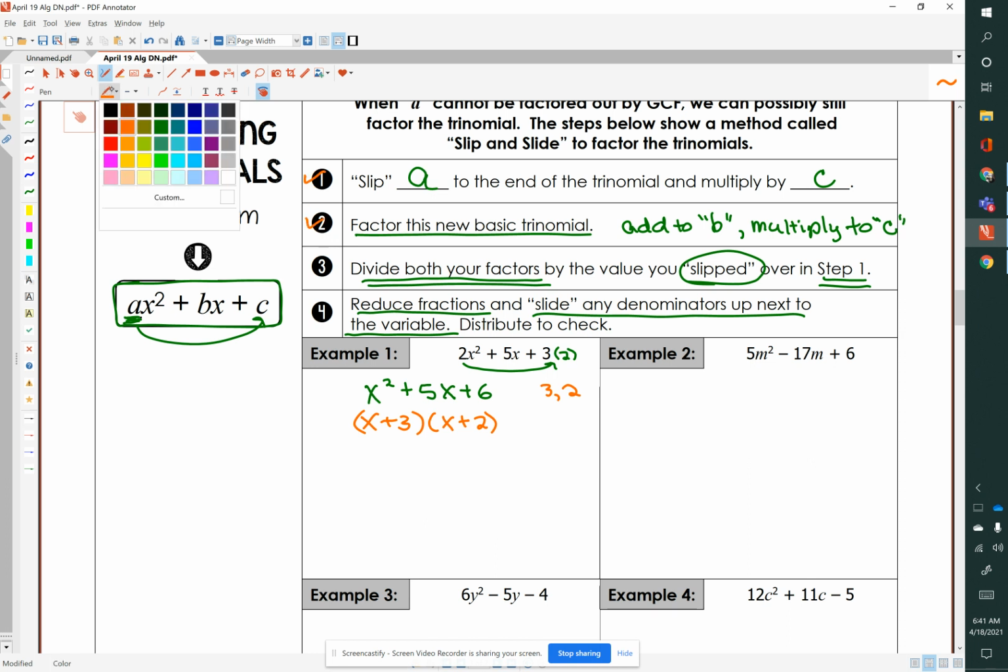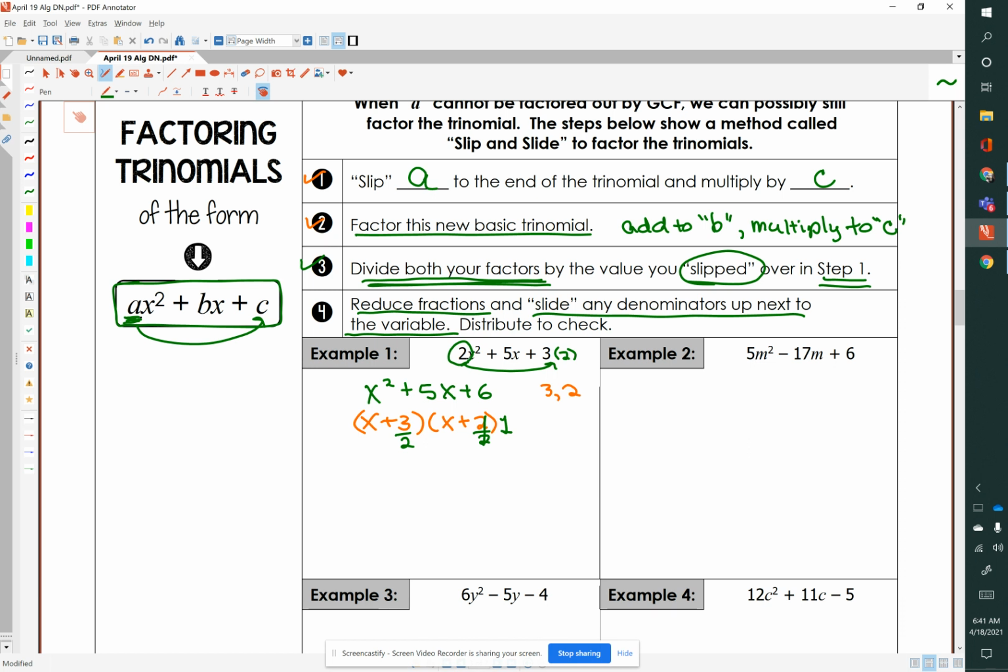So now step 3. I'm going to divide both the factors by the value that I slipped in step 1. Well, what was the value I slipped in step 1? The value was this leading coefficient of 2. So I'll divide 3 by 2, and I'll divide 2 by 2. Now I'm going to reduce the fractions. Now 3 over 2 does not reduce, but 2 over 2 reduces to 1.